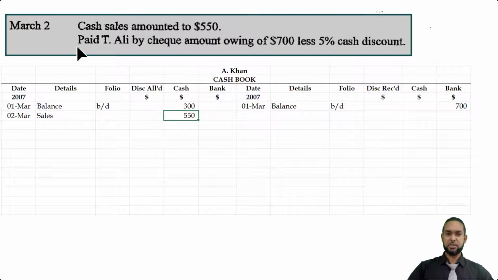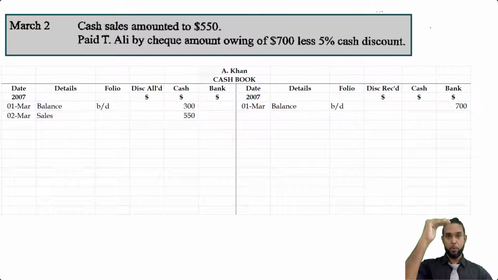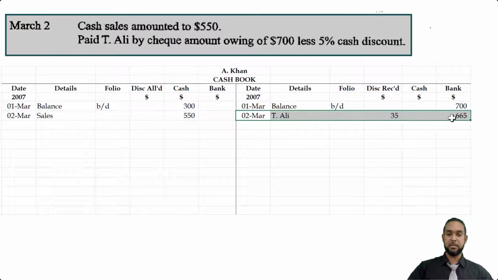Okay, the other transaction on this day was paid T. Ali by check, amounting to 700 less 5% cash discount. If we make a payment by check, first of all, bank is affected. Second of all, if we're making a payment, the bank account is going down. So we know we are going to record this transaction on the credit side, because bank is an asset. To record a decrease in an asset, you have to credit the asset account. And note, we are seeing it on the credit side with the value under bank as 665 and a value under discount received of 35.